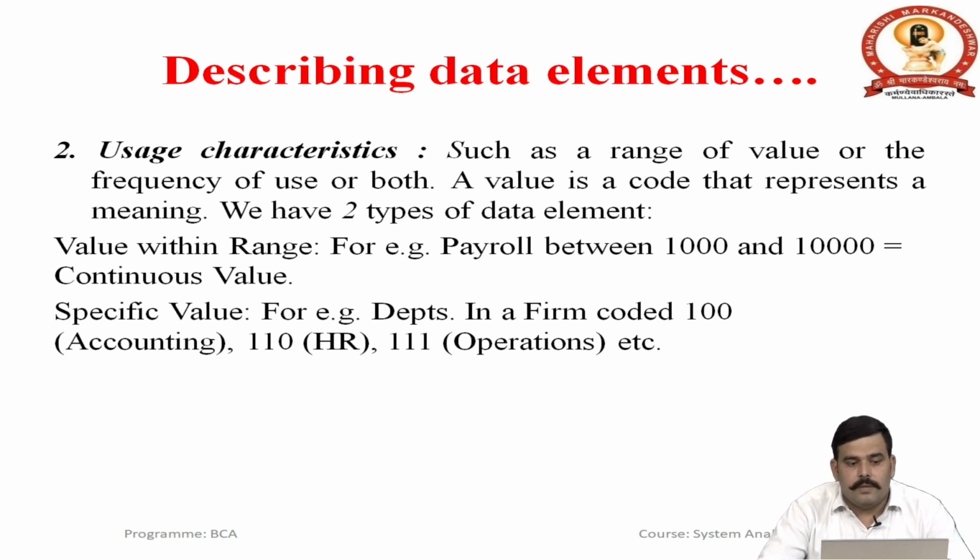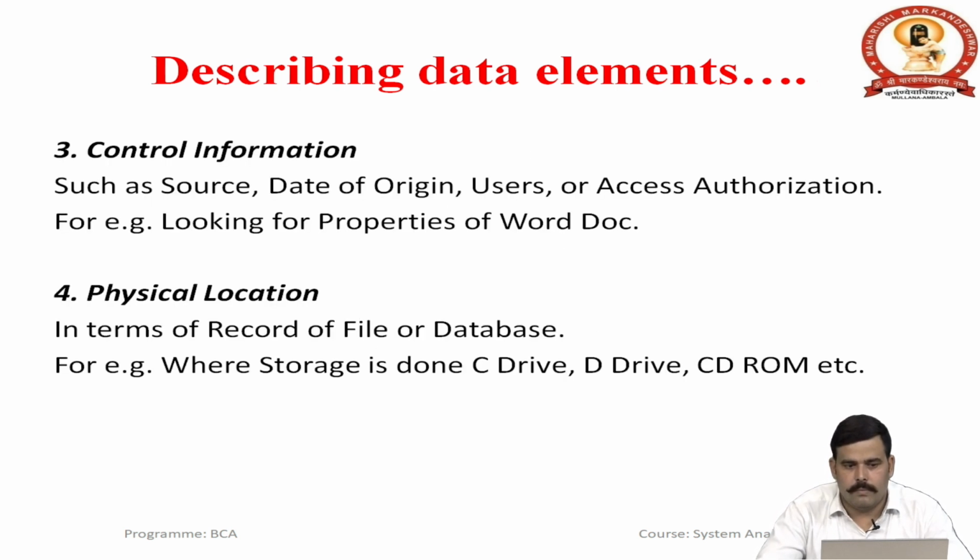So, on the basis of uses, we have two types of data elements: the continuous value, for example, payroll. The pay of different employees can vary from a minimum to the maximum pay value. And a specific value, as we are taking here the example of a firm, we have some codes for the departments, like 100 for the accounting, 110 for the human resources, 111 for the operations.